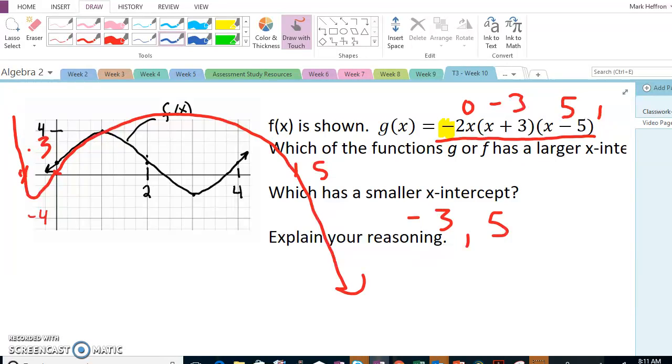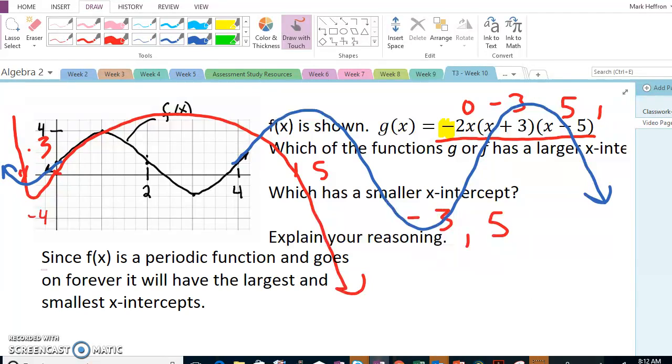However, if we think about what a sinusoidal graph does, this one is going to keep repeating each way. And so actually, the sinusoidal graph will have both the smallest and largest x-intercept. And so I've written in here a good answer. Since f of x is periodic and goes on forever, it will have both the largest and smallest x-intercept.